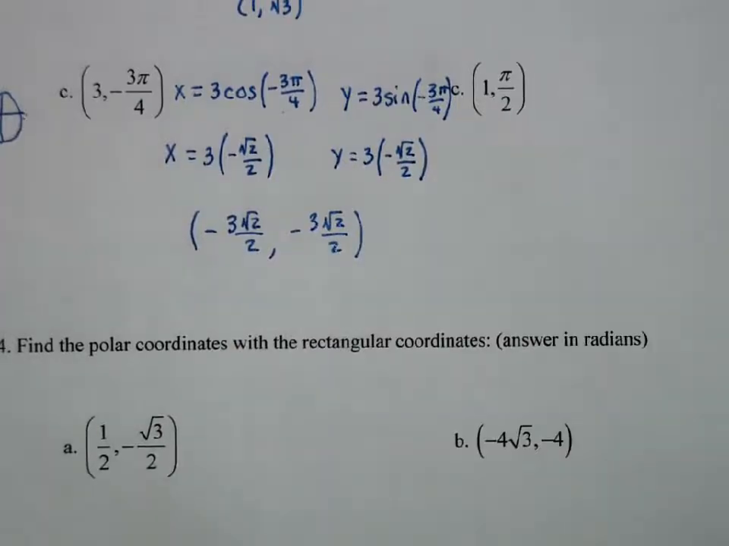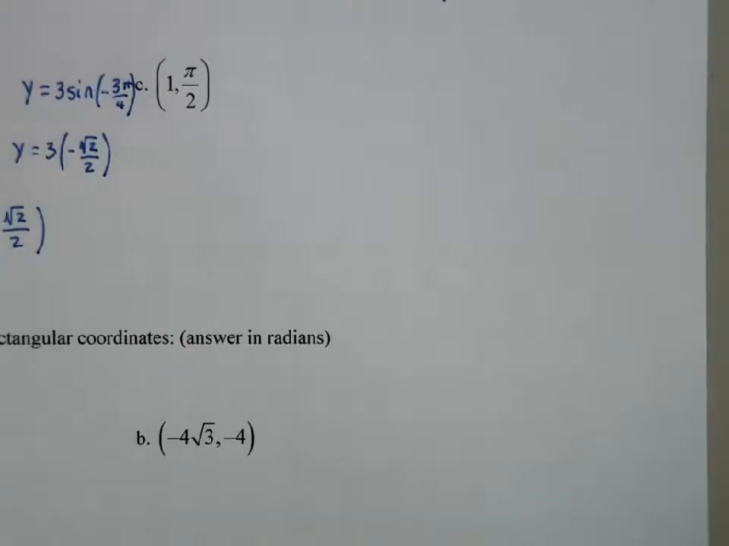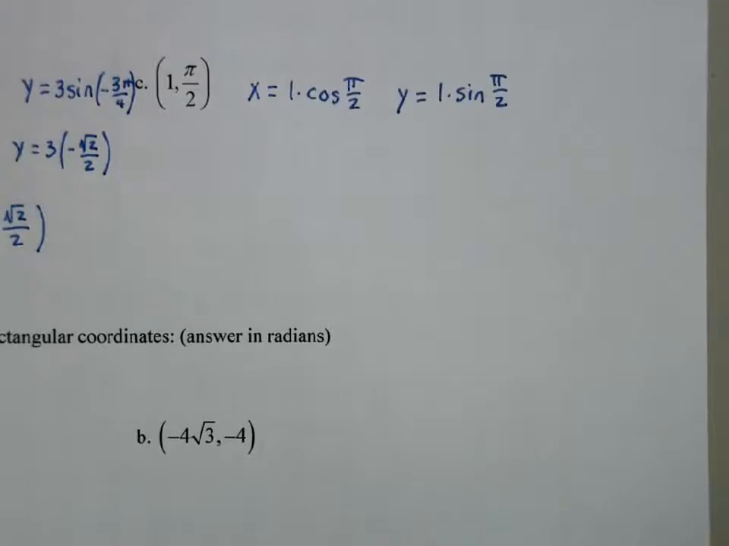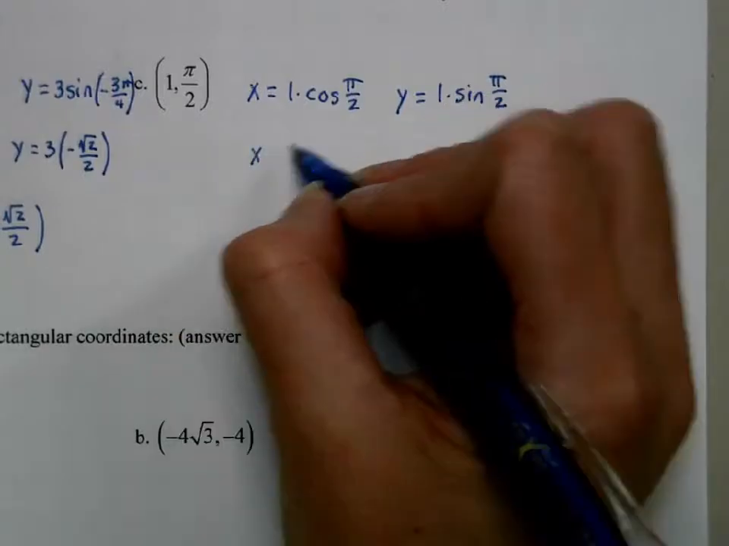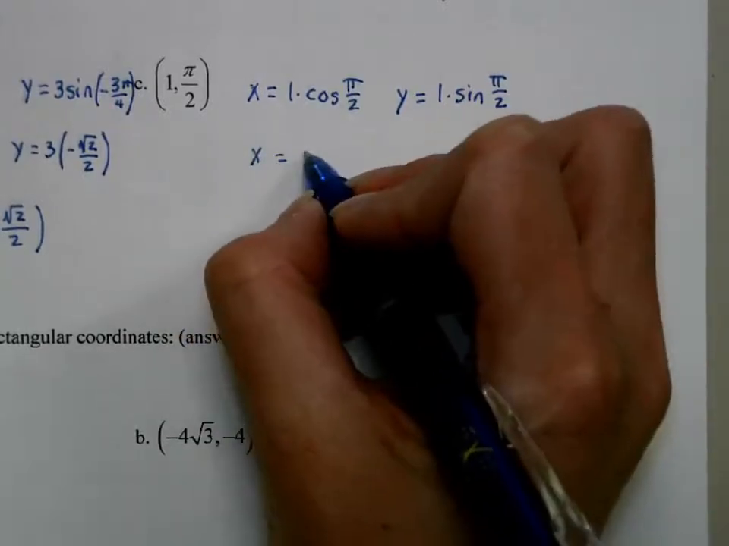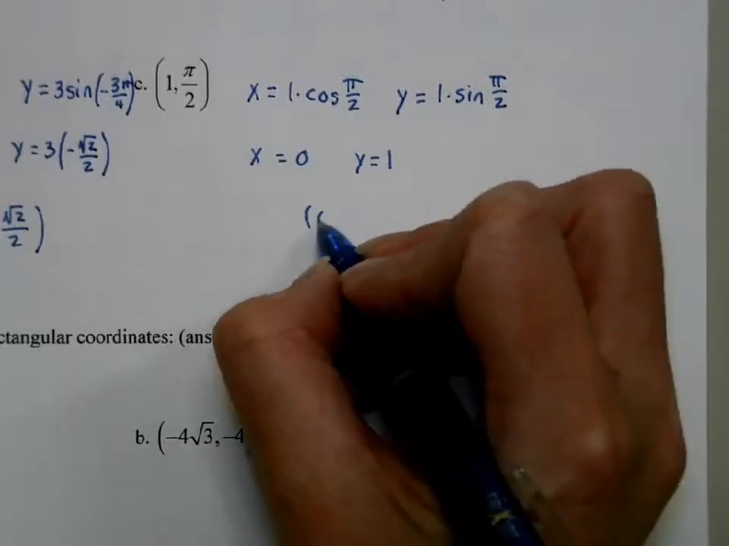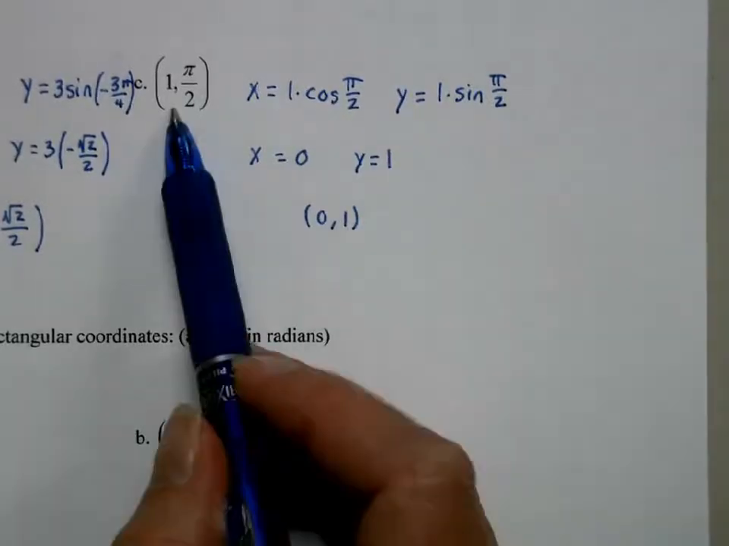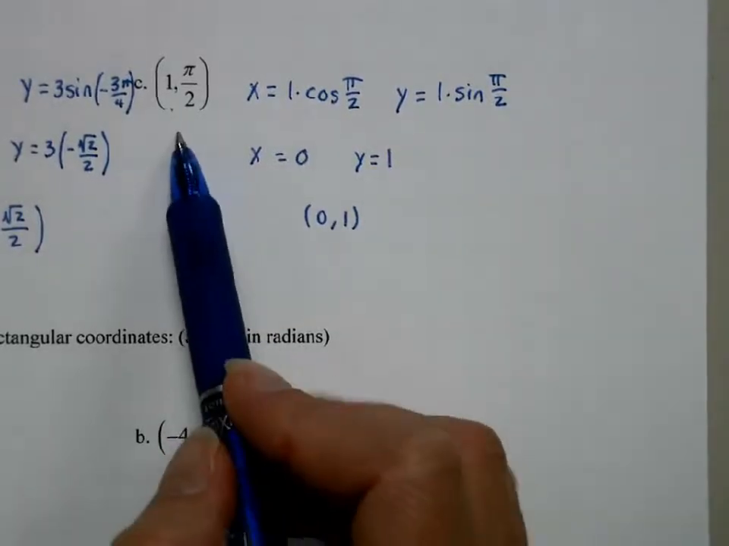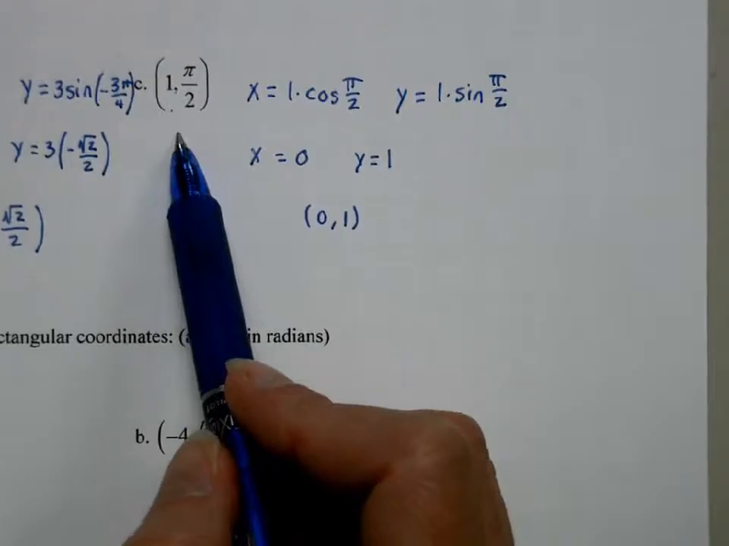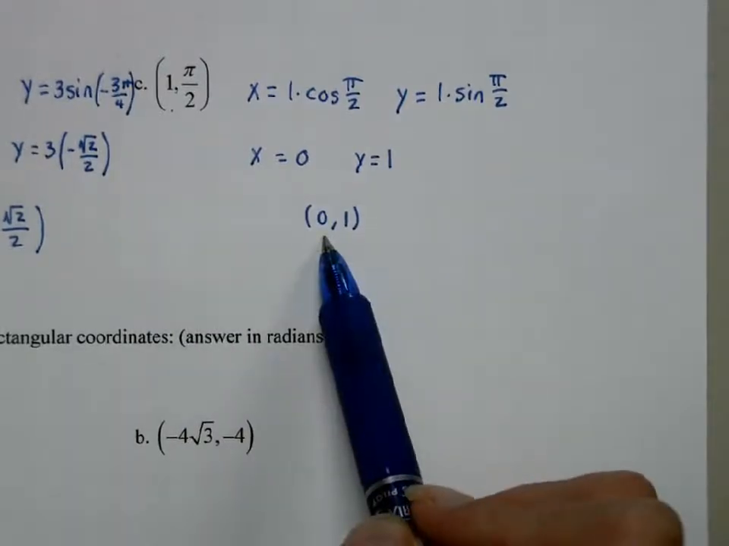The final coordinate I'm going to work with is 1 and pi over 2. So we have 1 times cosine pi over 2, 1 times sine pi over 2. At pi over 2, my cosine value is 0, my sine value is 1. So this is the coordinate 0, 1. And again, think about this graphically. Here would go straight up to pi over 2, out 1 unit. Here would go up 1 in the y-axis.